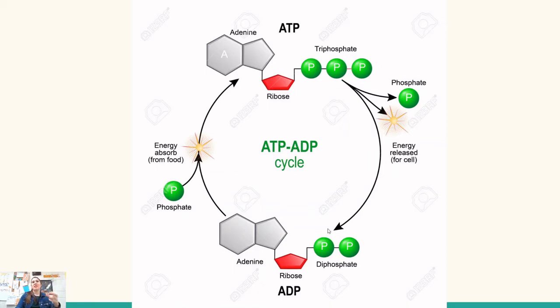So it's not like your body is having to make new ATP all the time. It's just going back and forth between ATP and ADP. So ADP, absorb energy, ATP, release. ADP, absorb energy, ATP, release. Okay, back and forth the whole time.